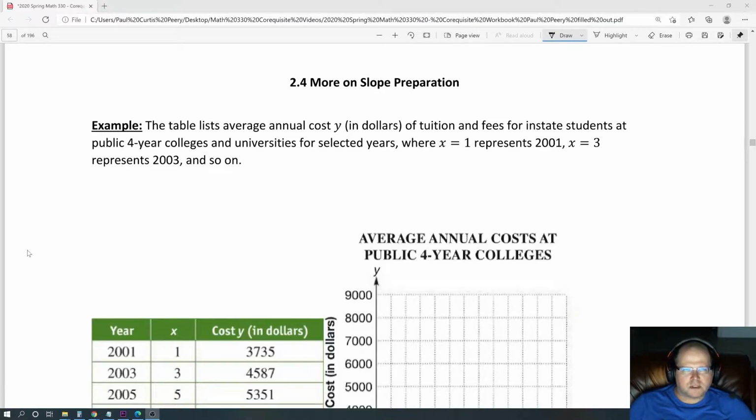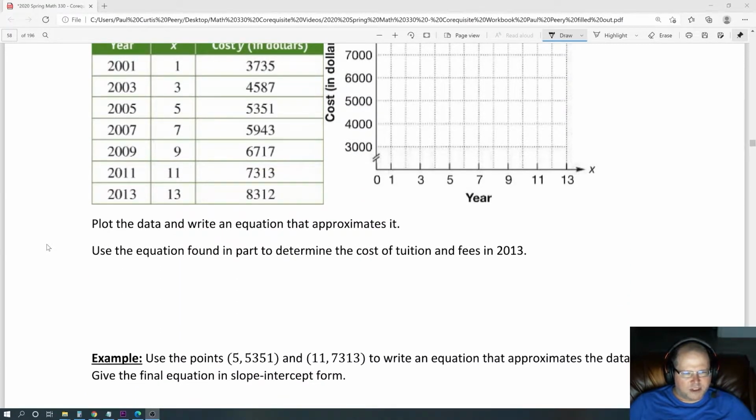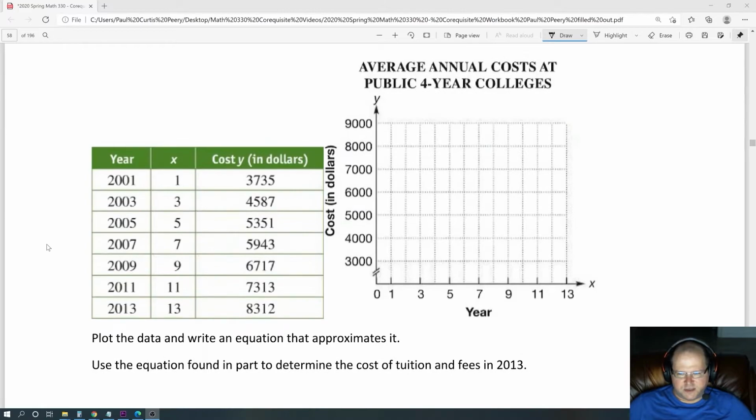2.4 More on slope preparation. Example: the table lists average annual costs Y in dollars of tuition and fees for in-state students at public four-year colleges and universities for selected years, where X equals 1 represents 2001, X equals 3 represents 2003, and so on. Plot the data and write an equation that approximates it. Use the equation found in part to determine the cost of tuition and fees in 2013.